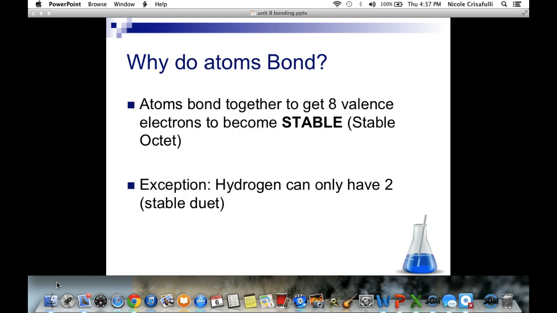So why do atoms bond? We've talked about this before, so this should just be a review for you. Atoms bond together to get 8 valence electrons to become stable. Remember that stable octet. Now there is one exception, and that exception is hydrogen, because hydrogen can only have 2 valence electrons, and that's what we're going to call a stable duet, because there's only 2.